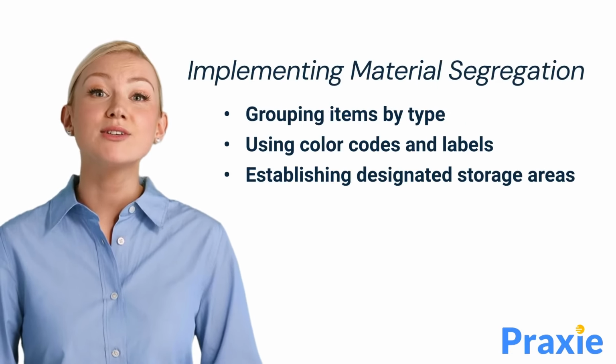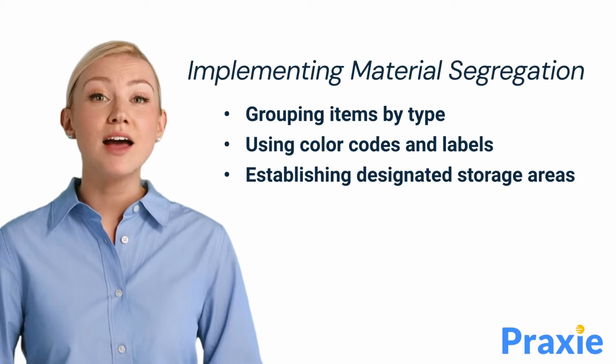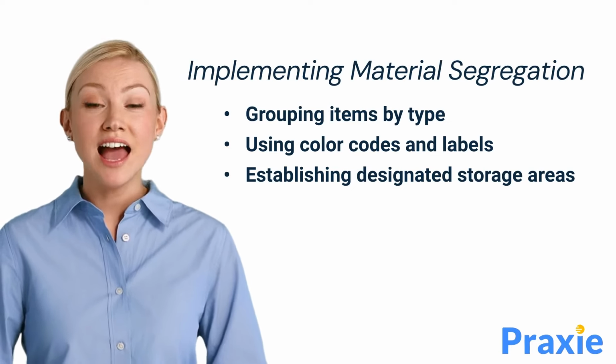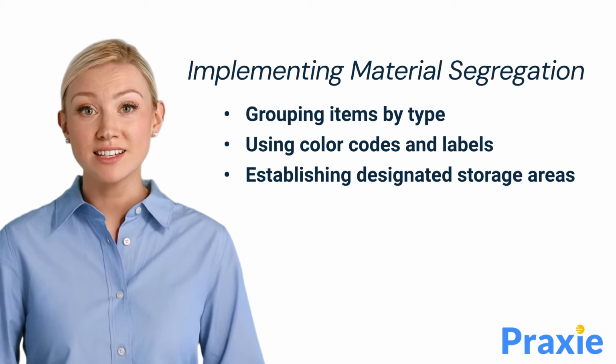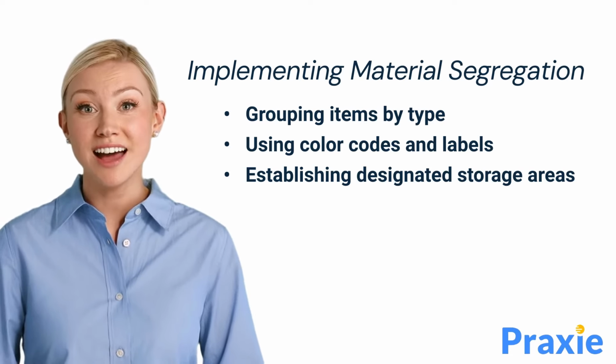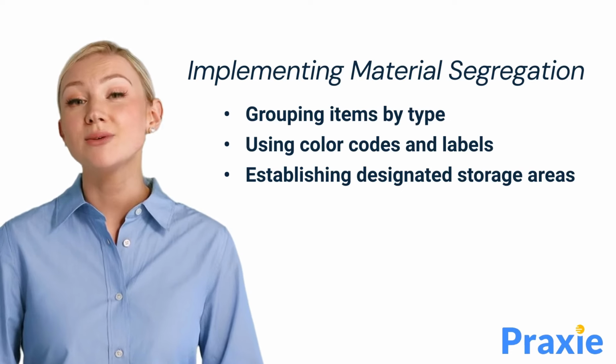To implement material segregation effectively, group items by type, use color codes and labels for easy identification, and establish designated storage areas. This practice ensures that materials are easily accessible and organized, contributing to a more streamlined workflow.